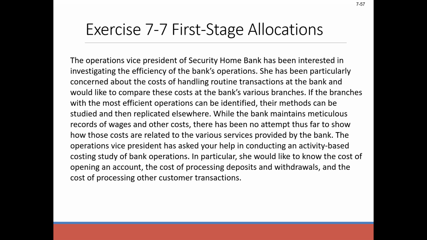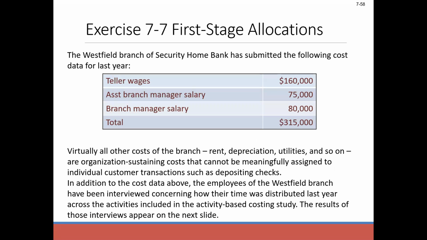The operations vice president has asked your help in conducting an activity-based costing study of bank operations. In particular, she wants to know the cost of opening an account, the cost of processing deposits and withdrawals, and the cost of processing other customer transactions. So the Westfield branch has given the following cost data. Virtually all other costs of the branch, the rent, depreciation, utilities, are organization sustaining costs that can't be meaningfully assigned to individual customer transactions, such as depositing checks.